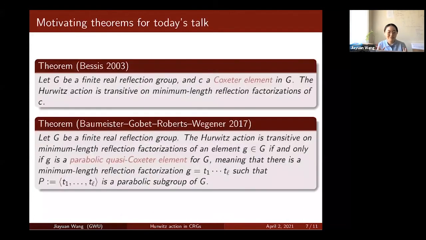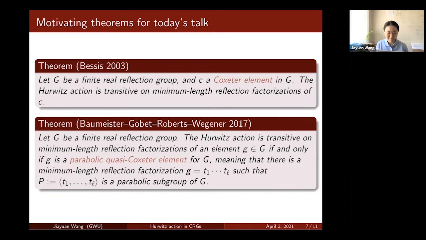And the motivating theorems for today's talk: the first one is the 2003 one of Bessis that we just saw in the previous slide. The next one is by Baumeister, Gobet, Roberts, and Wegner in 2017. They show that in a finite real reflection group, all the Hurwitz transitive elements are the parabolic quasi-Coxeter elements. So this is a bigger collection of elements, not just the Coxeter elements. This motivates us to try and find a similar characterization of Hurwitz transitive elements, but in the complex setting. That's what we're trying to do.